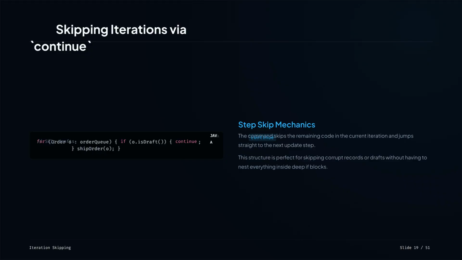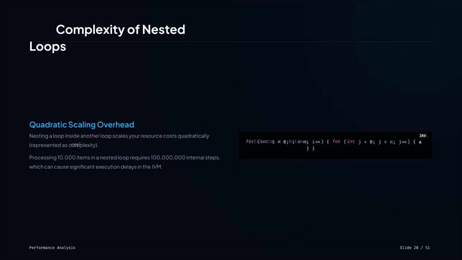If you only need to skip a single iteration, use the "continue" command. This skips the remaining logic for the current iteration and jumps straight to the next update step, helping avoid deeply nested if blocks. Be mindful of performance when using nested loops. Nesting increases resource costs quadratically. Processing 10,000 items in a nested loop results in 100 million internal steps, which can create significant execution delays.